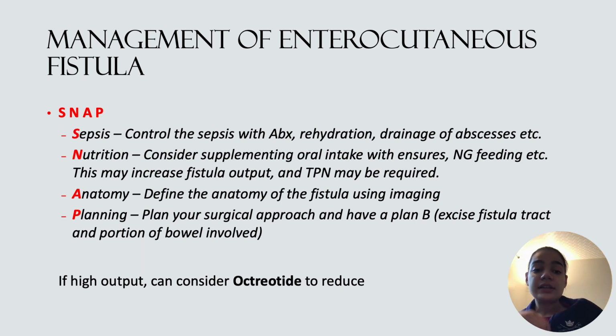The way that you manage this is using the SNAP protocol. So at first you want to assess sepsis, so control this with antibiotics, rehydration, and drain any abscesses or collections. Nutrition, so consider supplementing oral intake with Ensures or NG feeding, and this may increase the fistula output, so TPN might be needed instead. You want to define the anatomy of the fistula using imaging, and you want to plan your surgical approach and have a plan B as well. If there's very high output, you might consider octreotide to reduce the output.